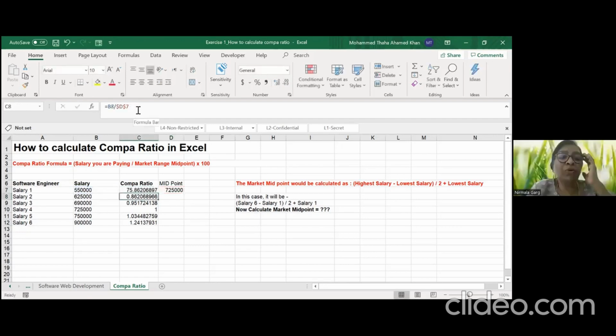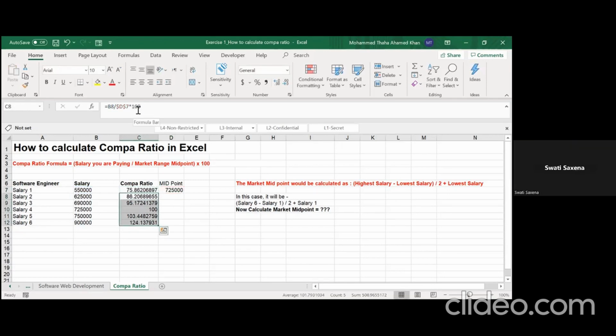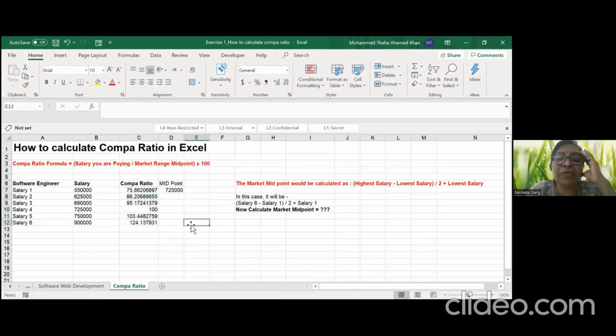Excellent. So can you convert this into percentage? Yes, you can also convert it into percentage. Absolutely no problem. Okay, that's one point.